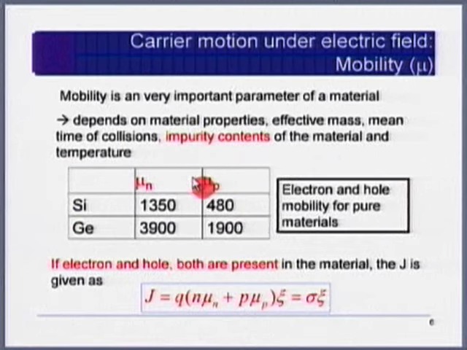As you go from monocrystalline material to multicrystalline to polycrystalline to amorphous, what will happen to the mobility? I will not answer, talk to your friends. As you go from monocrystalline to multicrystalline to polycrystalline to amorphous silicon, what will happen to the mobility? Will it decrease or increase? Discuss with your friend among yourselves.